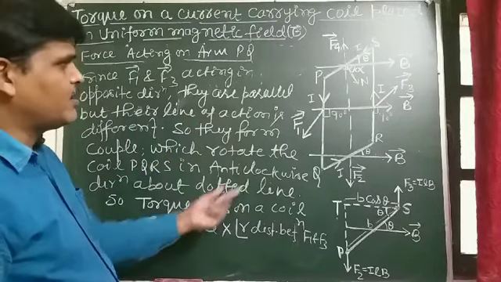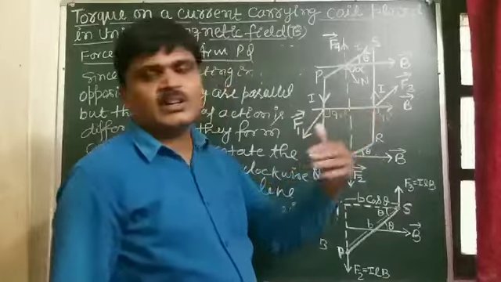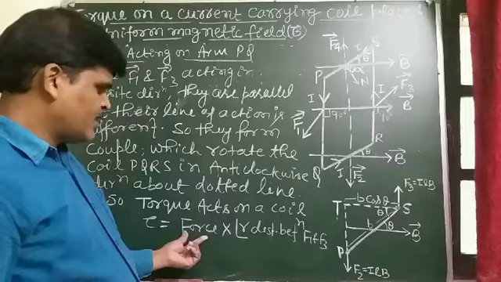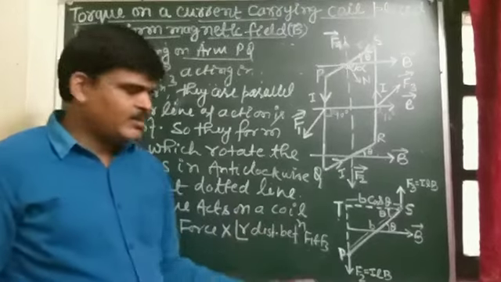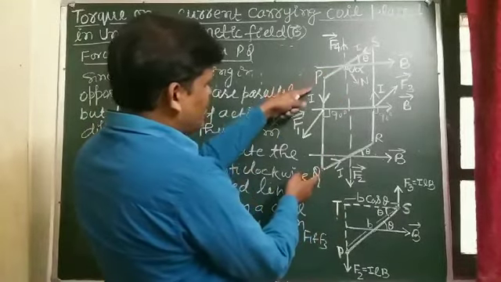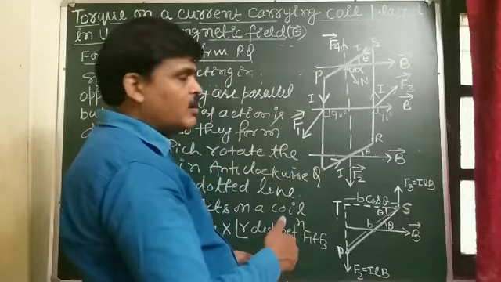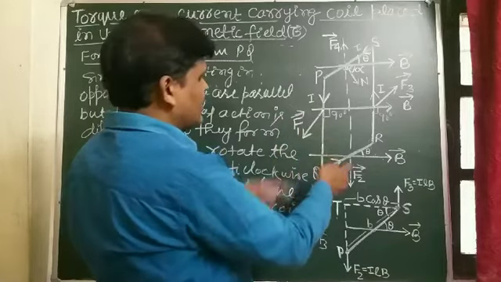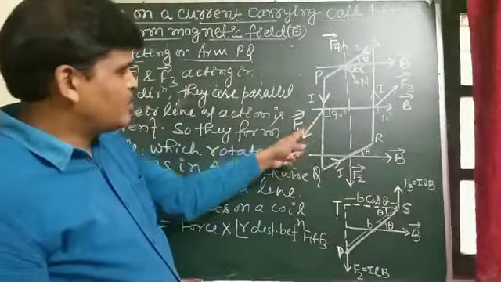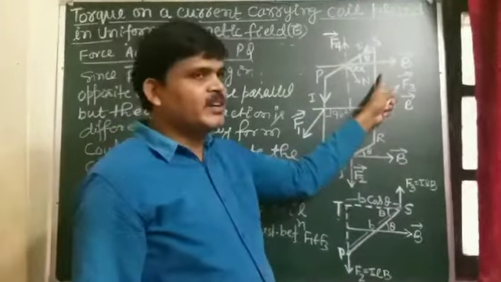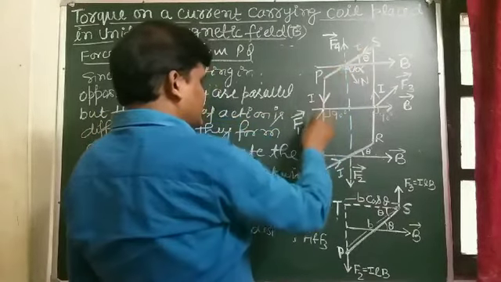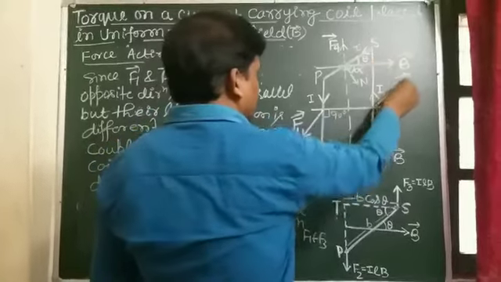Magnitude of force F1 and F3 is the same, from the third and fourth equation, ILB. But what is the perpendicular distance between F1 and F3? So student, force acting on arm PQ is in upward direction, and force acting on RS is in downward direction, means towards reader, away from the reader. And this is SP, and here force acting is F1, and here force acting is F3.